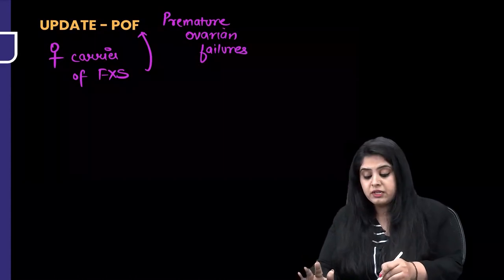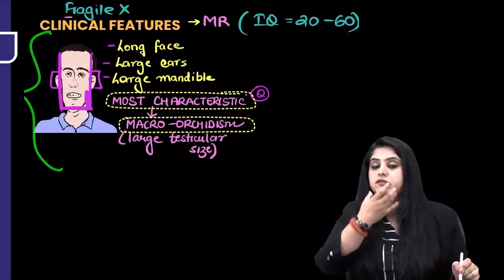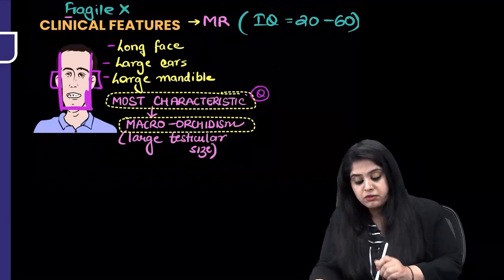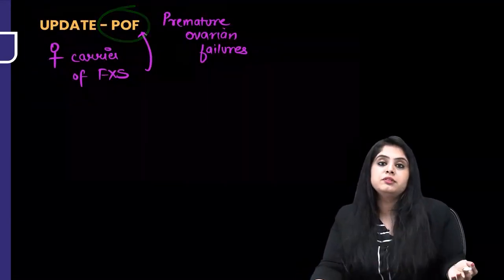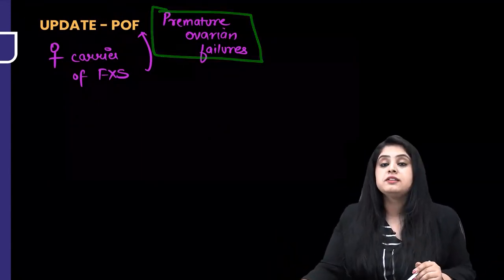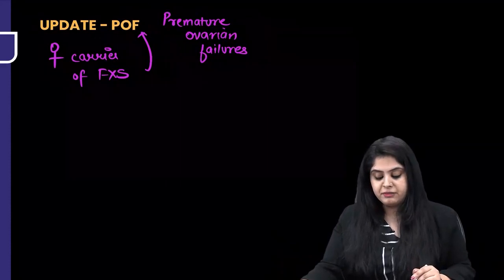Whatever I told you up till now were the characteristics of a male: long face, big ears, big mandible, big testes. Of course, that will be in males. But what about females? In females, the ovaries will be affected. Common sense: in males testes, in females ovary. And that is POF, premature ovarian failure, seen in the carrier females.